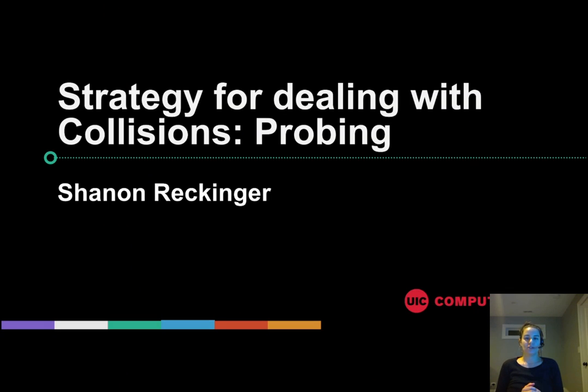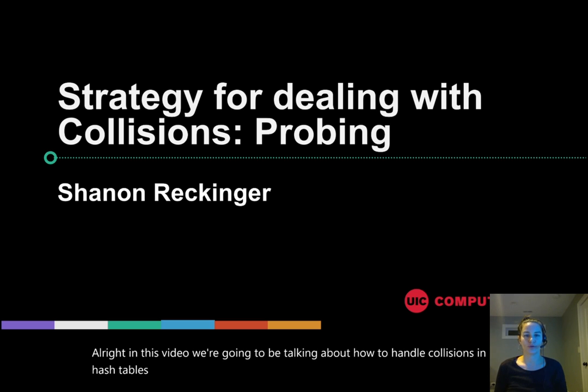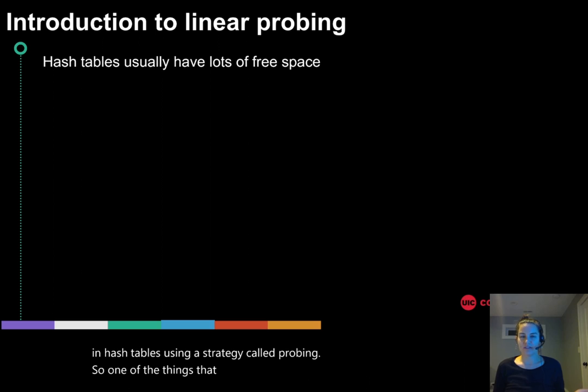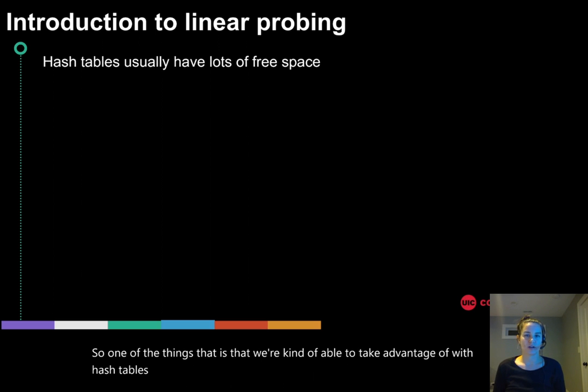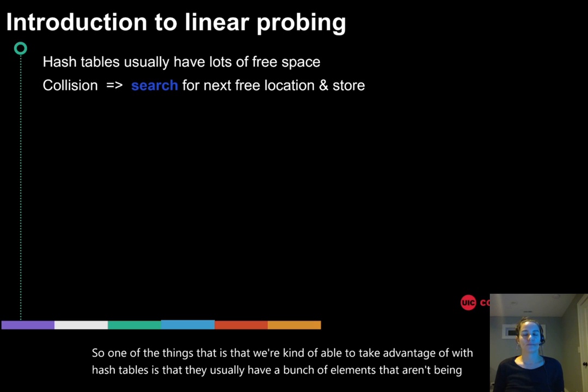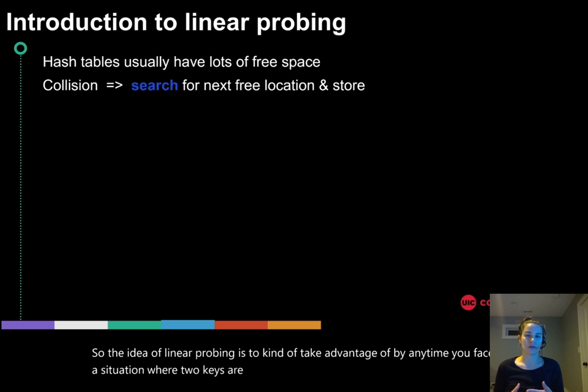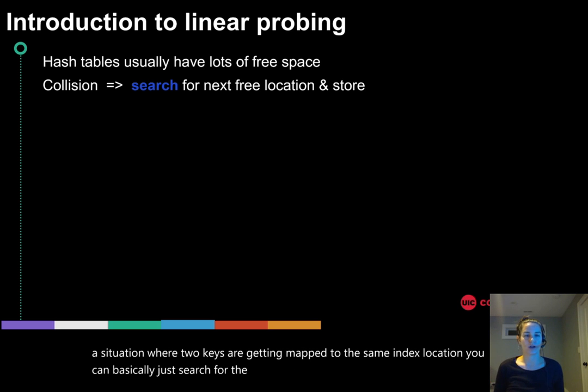Alright, in this video we're going to be talking about how to handle collisions in hash tables using a strategy called probing. One of the things that we're able to take advantage of with hash tables is that they usually have a bunch of elements that aren't being used. So the idea of linear probing is that anytime you face a situation where two keys are getting mapped to the same index location, you can just search for the next free location and store it there.